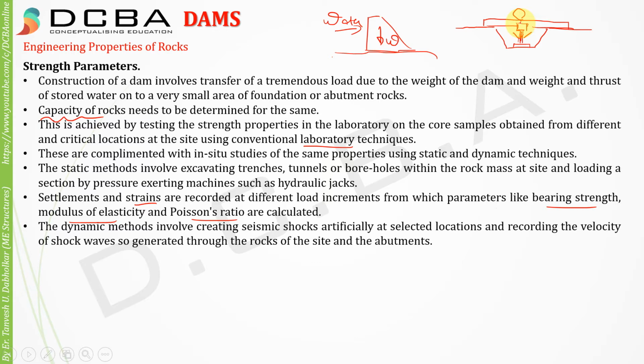The dynamic method involves creating seismic shocks artificially at selected locations and recording the velocity of shock waves so generated through the rocks of the site and the abutments. So in the dynamic method you don't excavate your site, but what you do is, I will just show you. From one point you give a shock, okay? From one point you give a shock, you generate a shock, and at another point you have a receiver. So this is a transmitter and this is a receiver. The shock is given from here and here it is received.